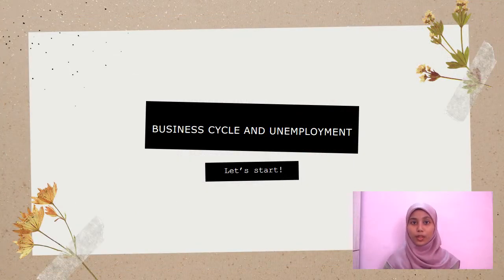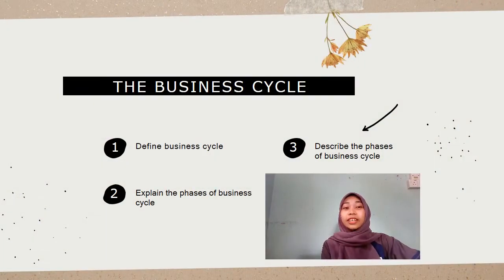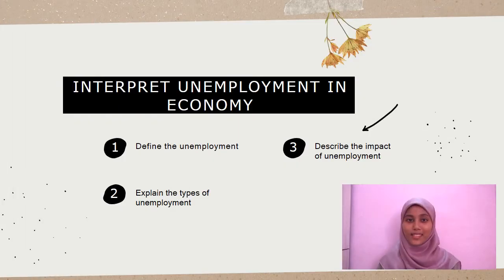We are from Group 3, and we want to present about business cycle and unemployment. In the business cycle, there are 3 points: define business cycle, explain the phases of the business cycle, and describe the phases of the business cycle. Secondly, interpret unemployment in the economy. Firstly, define unemployment. Secondly, explain the types of unemployment, and lastly, describe the impact of unemployment.